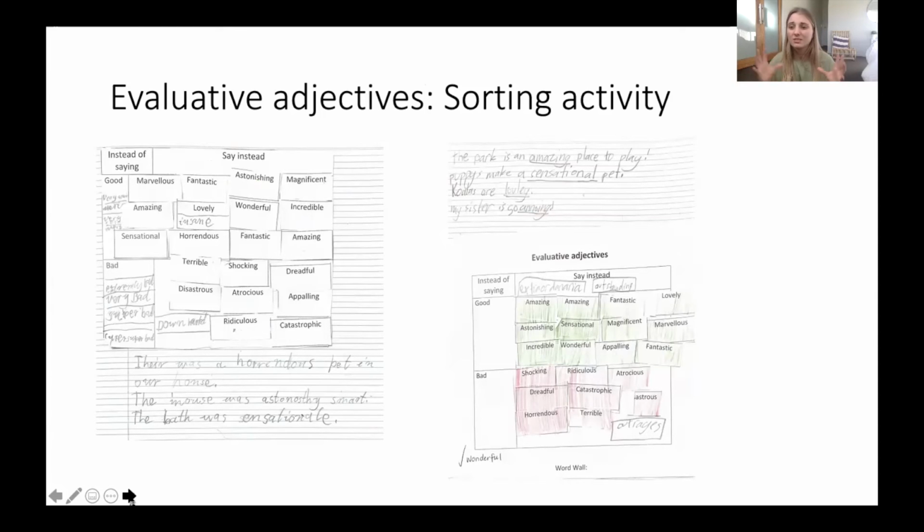So we did that through a sorting activity. I had a table. Instead of saying something is good or something is bad, what are some other words that you can use? So you could use amazing, astonishing, or disastrous and atrocious. And then they wrote some sentences using these evaluative adjectives, and again, used these within their text.